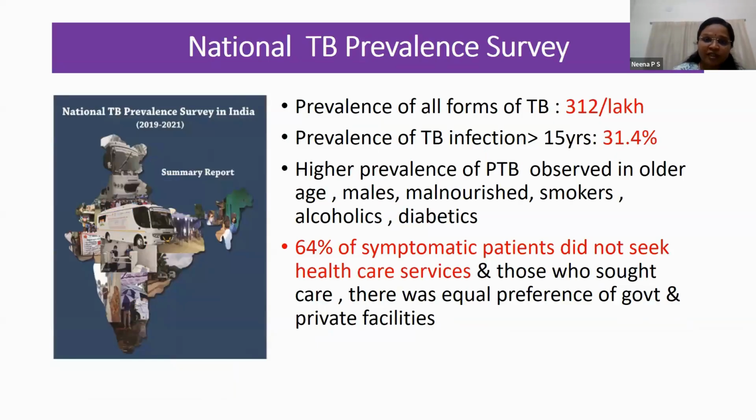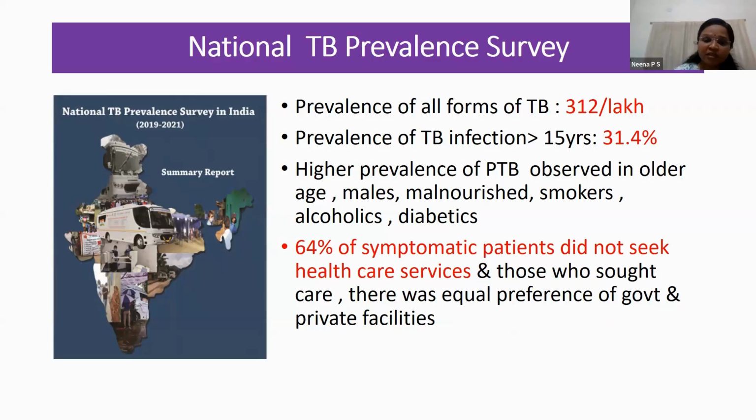I would also like to draw your attention to the National TB Prevalence Survey, which was conducted in 22 states of our country during 2019 to 2021. That survey showed that the prevalence of TB infection in people older than 15 years is around 31.4%. They noticed a higher prevalence of TB among the older age, males, malnourished, smokers, alcoholics, and diabetic patients.